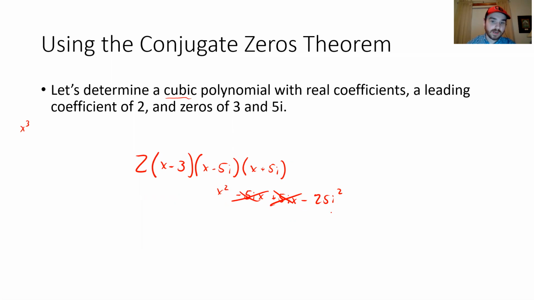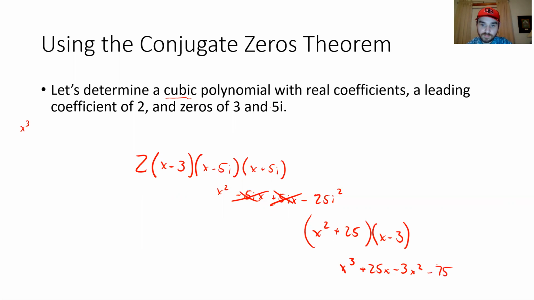So we're left with x squared minus 25i squared. This is equal to negative 1. Negative 1 times negative 25 is positive. So we're going to have x squared plus 25. Then we've got our x minus 3. So multiply this by x minus 3. So x times x squared is x cubed plus 25x. Then we've got minus 3 times x squared, so minus 3x squared, and minus 3 times 25, that's minus 75.